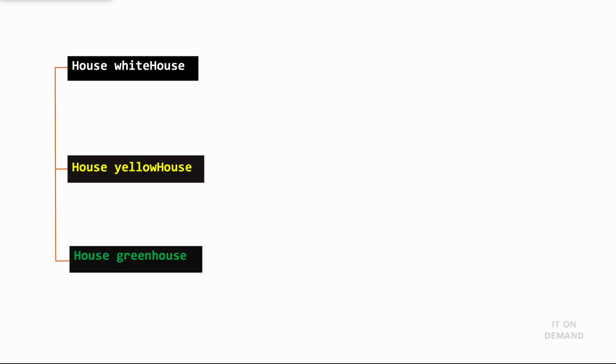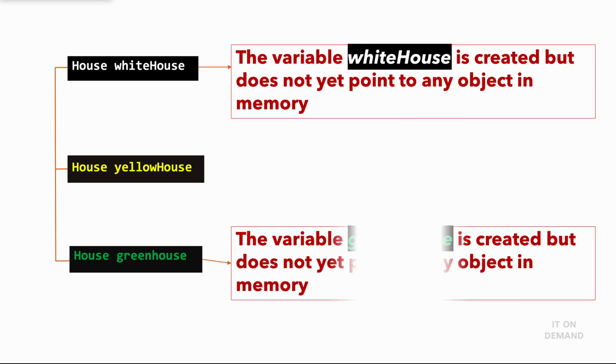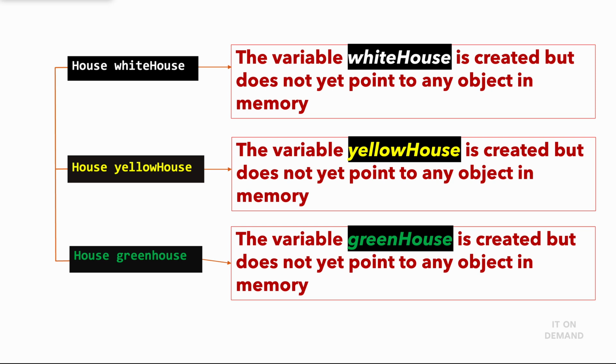And so let's drill further into this. We have House whiteHouse, House yellowHouse, House greenHouse. Now, when we do this, we're saying the variables whiteHouse, yellowHouse, greenHouse are all created at this point. But they are not referring to any object in memory. Now I'm beginning to chip in some computing terminologies. In memory, what does that even mean? And we'll take a look at this later on.